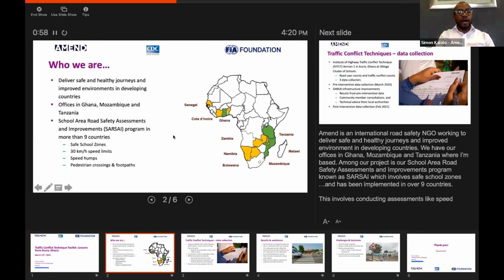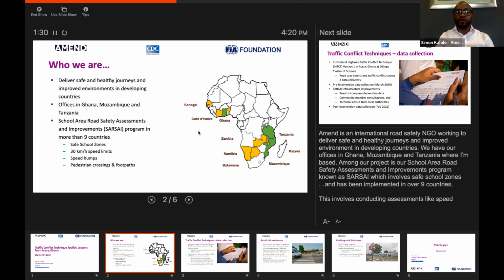So AMEND has offices in Accra, Ghana, Maputo, Mozambique, and Dar es Salaam, Tanzania, where I am based. And most of our work, which is implemented across the African continent, basically focuses on a number of risk areas. But today I will specifically focus on the school area road safety assessments and improvements around school, where the toolkit was essentially used as part of our assessments.